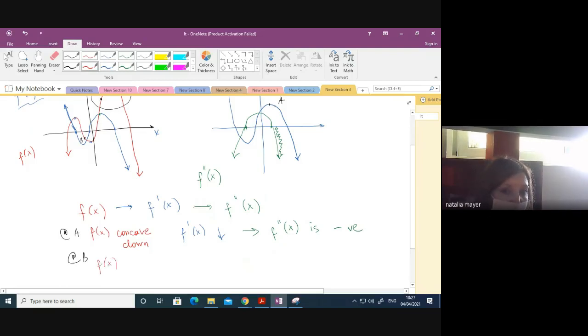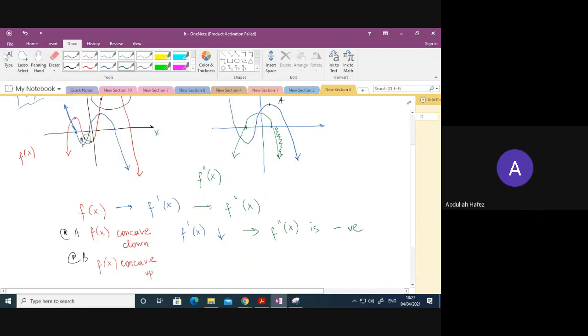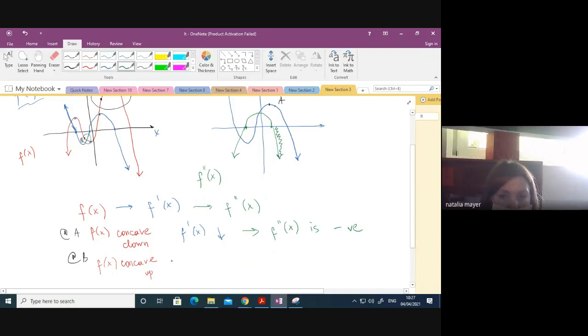Concave up. Does everyone see it? Concave up. Just a second. Hold on. I'm doing this a second time. Now, here, the function is concave up. What can you say about the derivative function in the same region? What is it doing? Is it decreasing or increasing? Increasing. So as we can see, f prime of x is increasing. Do you see it, Abdurrahman? Yes. In this region, it's increasing.